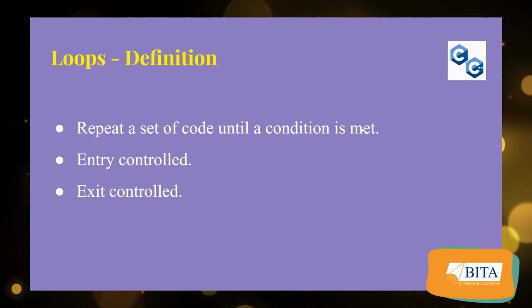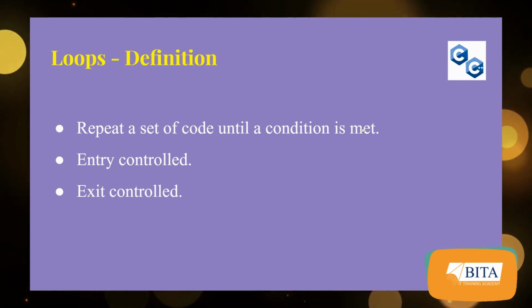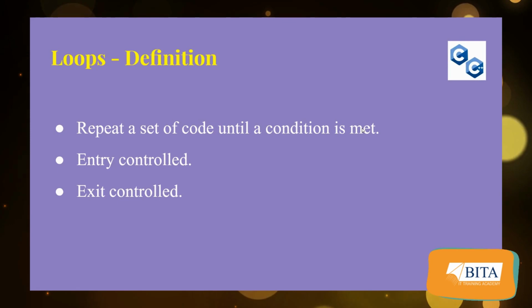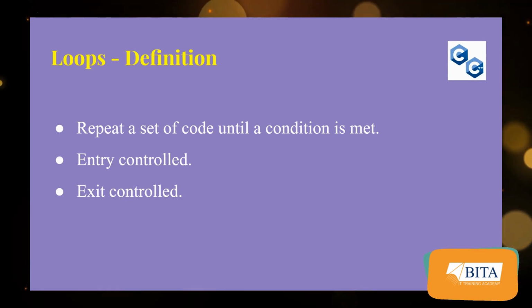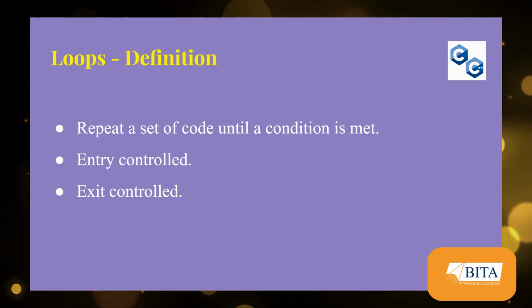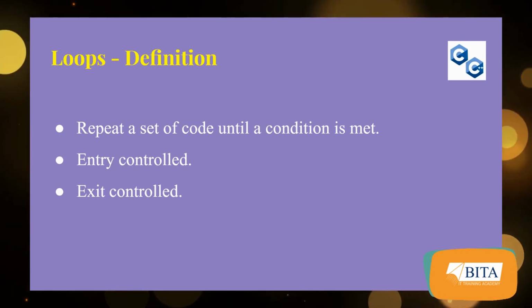There are two types of loops. One is the entry control loop. In this case, the test condition is checked before entering into the main body of the loop. And for and while are the examples for this type of loops.